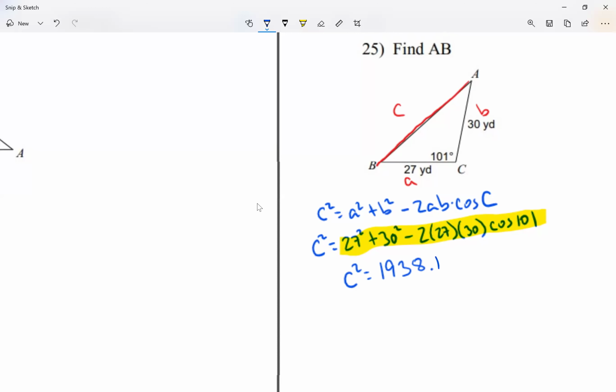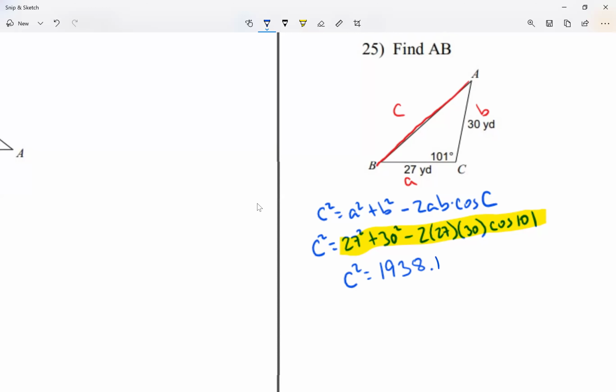Now I ask you for side C, not C squared. So what do we do to get rid of a square? Do the square root. I know addition and subtraction undo each other. Multiplication and division undo each other. Exponents and radicals undo each other, right? We talked about this before. So this is actually what's going to give me my C. I just have to do one last step, the square root of that.